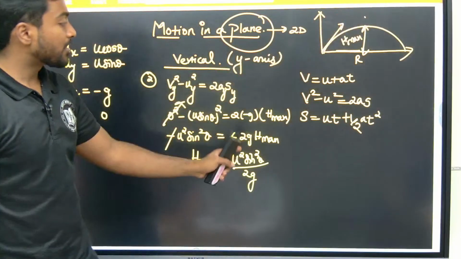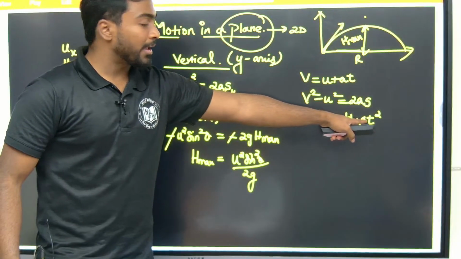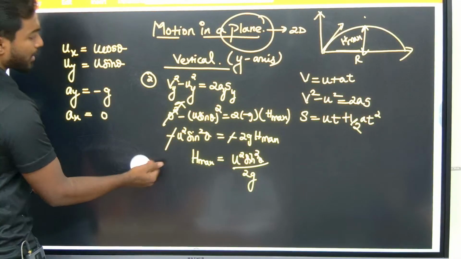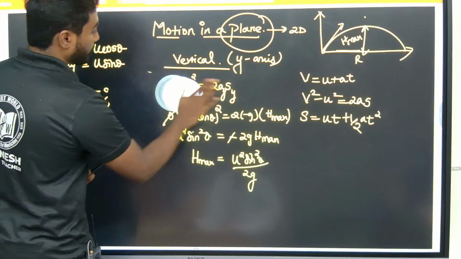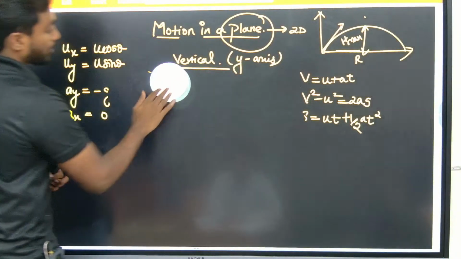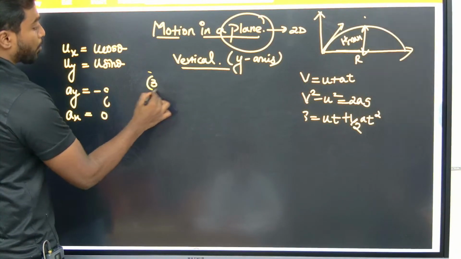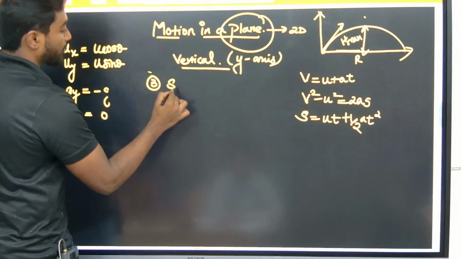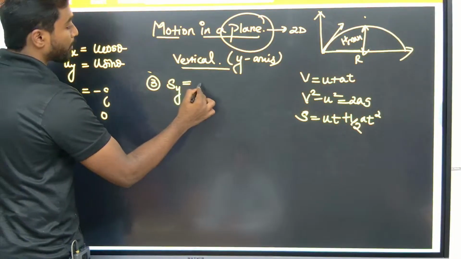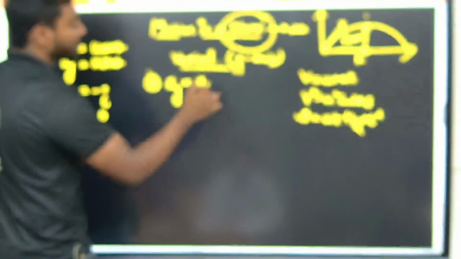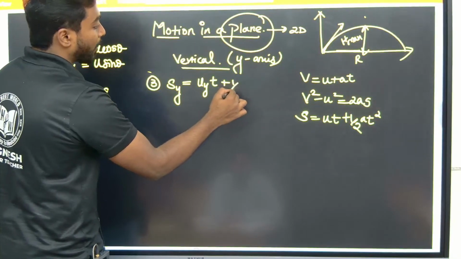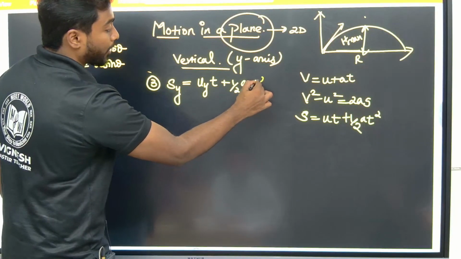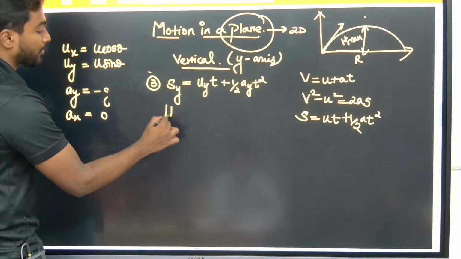Substitute the value. And half a into t square. Okay, I'll do it here. Completed this one? Yes. Okay. So the third equation, what they are saying is, yes, displacement in the y direction should be equal to velocity in the y direction, that is the initial velocity, and time, plus half of acceleration in the y direction and t square. Right now, so h max.